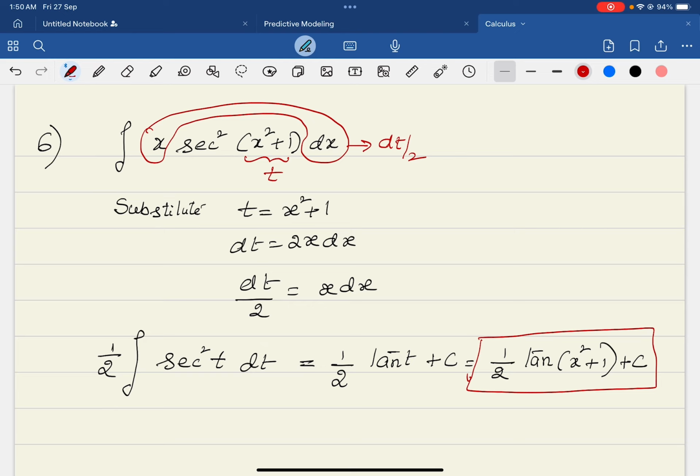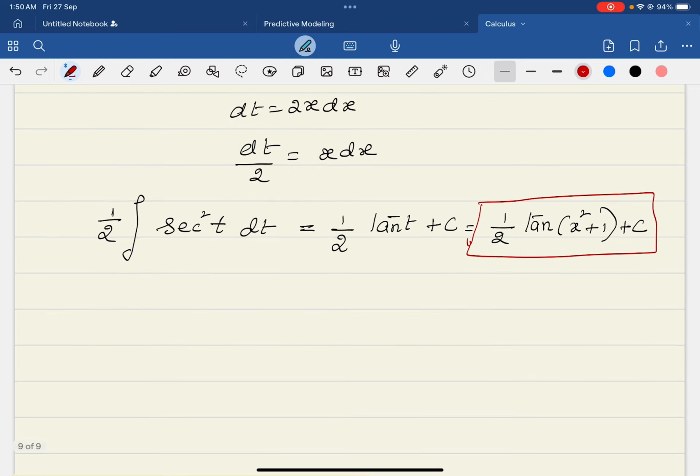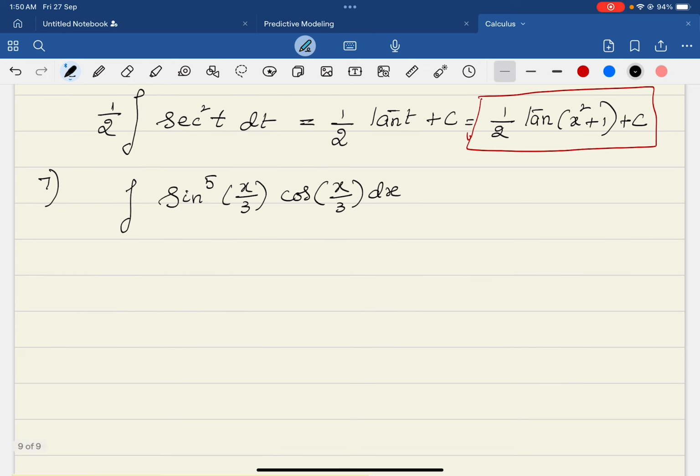I hope you could understand how to solve this. Now let us take some more problems. One more problem. Integral of sine power 5 of x by 3 times cosine of x by 3 dx. So now how will you do this?